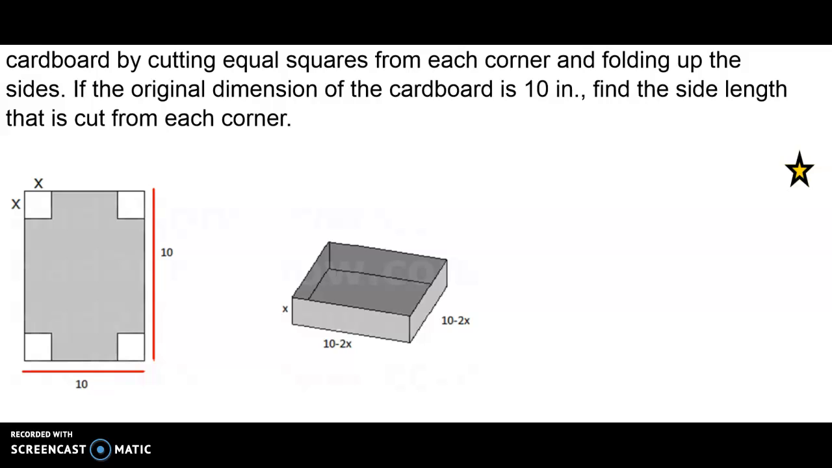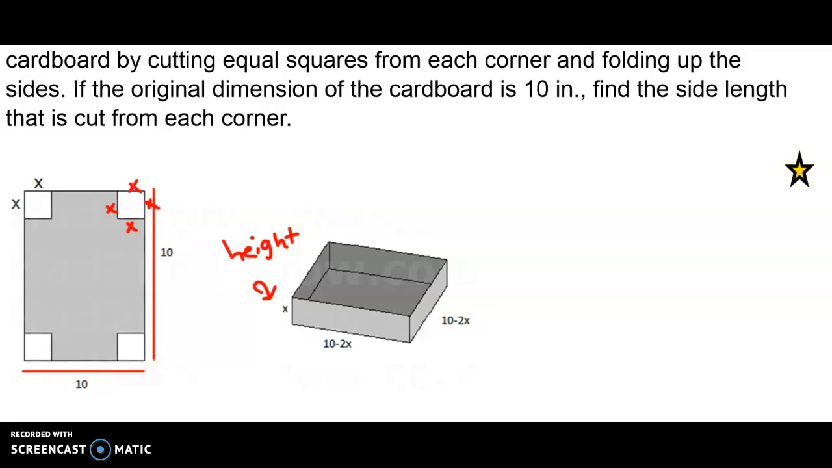And when I fold up the sides, it will create an open top box that has a length, a width, and a height. When you cut the corners, the dimension of what I'm going to cut is unknown. So that's why we call it x. So this piece of x all around is a square. So when you cut off the corners and fold it, this would be your height that you're cutting.